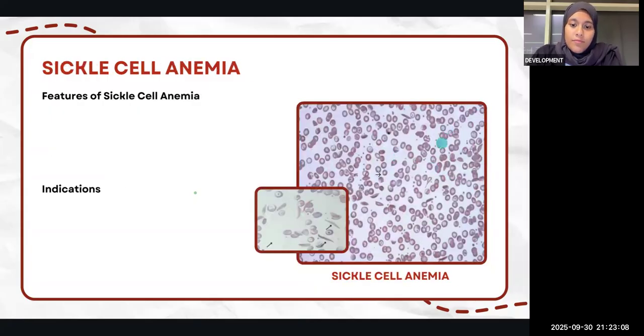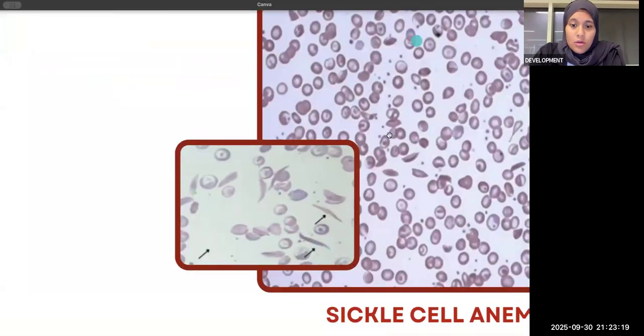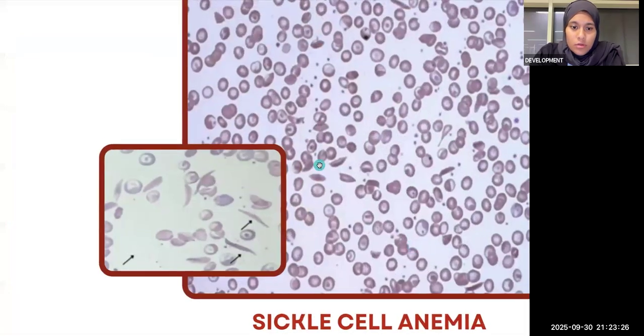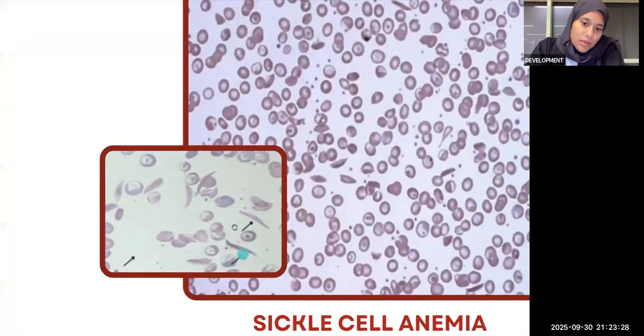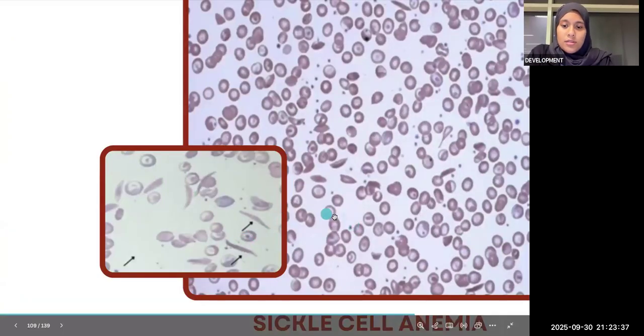Sickle cell anemia is also very important. You see sickle cells, obviously. These are the sickle cells. They are spindle shaped and look like a sickle. You can also see target cells. Let me find one. This is a target cell over here. It's like a circle with a dot in the middle, and that represents a target, like the bow and arrow target. So that's why we call them target cells.